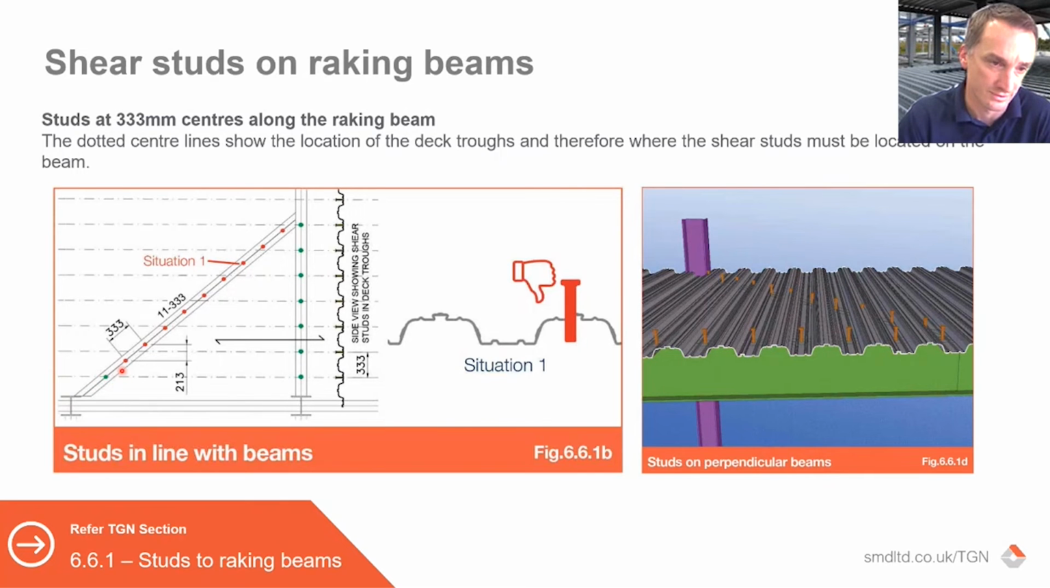And this is a good image to show that. The studs are at 333. All the red ones in this image clash with the profile. So if you look in this 3D image, you can see that they're clashing with the ribs in most areas, and you wouldn't physically be able to weld them. So what that means is if this beam is designed with studs at 333 centres, they actually can't be welded at those centres.